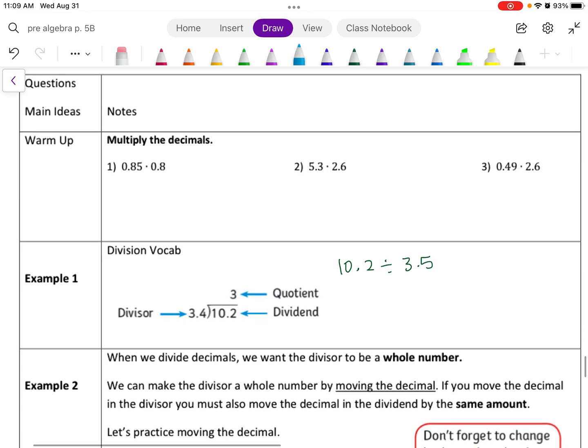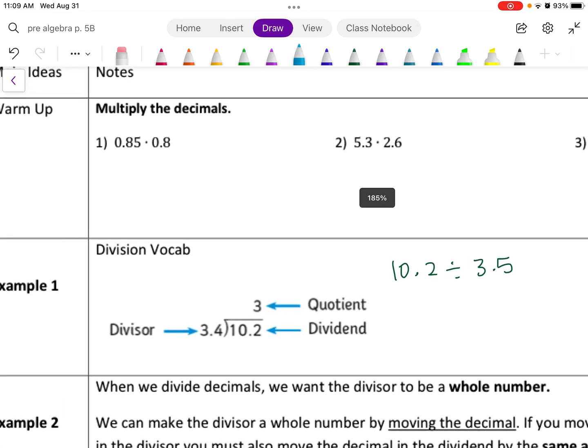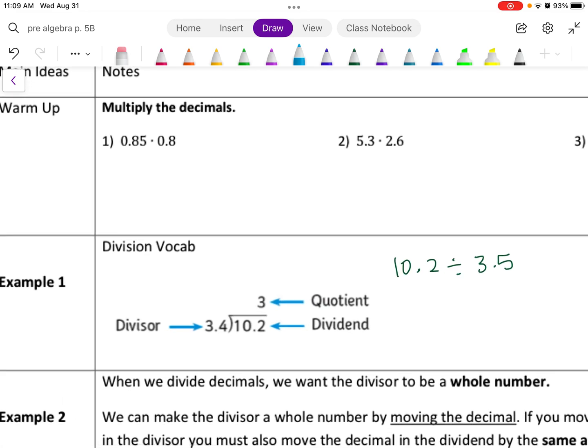1.4b is on dividing decimals. So let's start off by reviewing a multiplication one, and then we'll jump into dividing. So we'll do number 1, 0.85 times 0.8. Well, remember when we're multiplying, we just forget about the decimals to start off with, and we multiply the numbers like we would with any whole numbers. So we want to take 85 times 8.